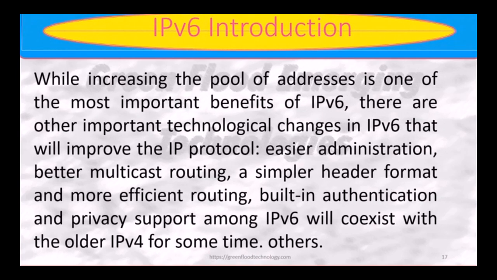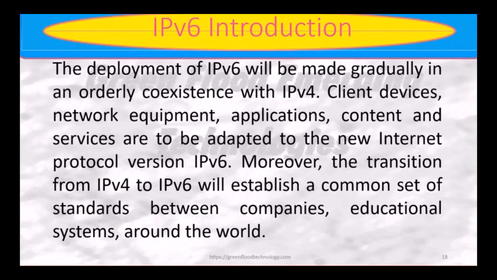While increasing the pool of addresses is one of the most important benefits of IP version 6, there are other important technological changes in IP version 6 that will improve the IP protocol, among others: easier administration, better multicast routing, a simple header format, more efficient routing, built-in authentication, and privacy support. IP version 6 will coexist with the older IP version 4 for some time.